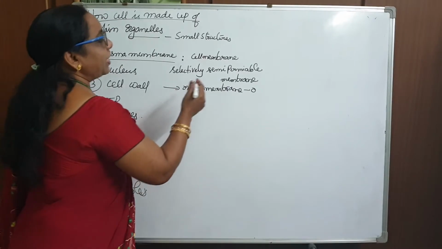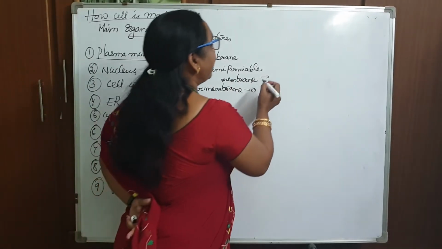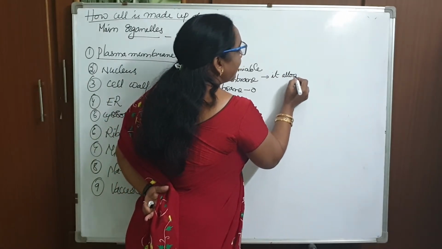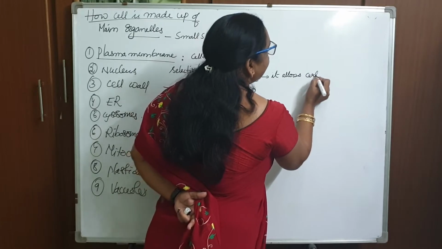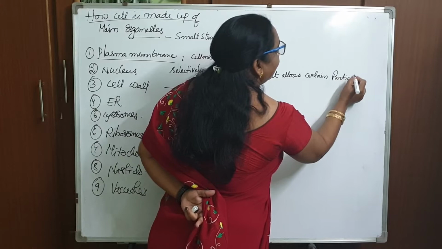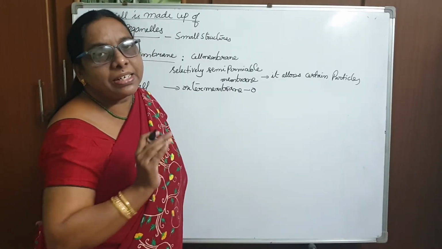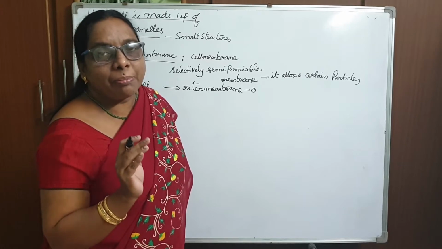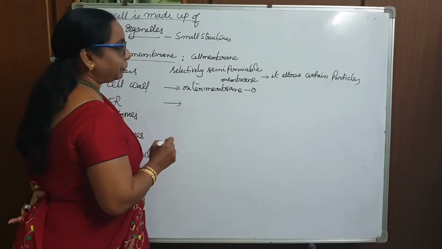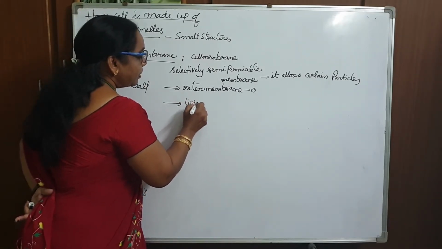Why this is called selectively semi-permeable is a one-mark question. It means it allows only certain particles to pass through it, not all the particles. That is the reason it is called a selectively semi-permeable membrane. So this membrane is made up of lipids and proteins.